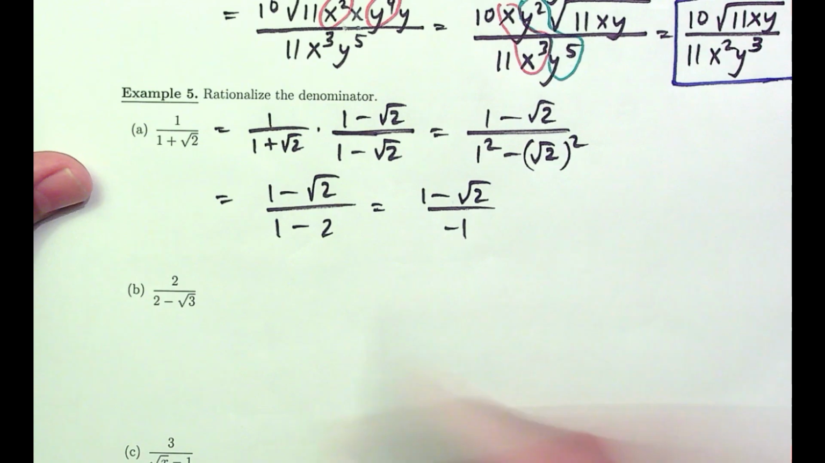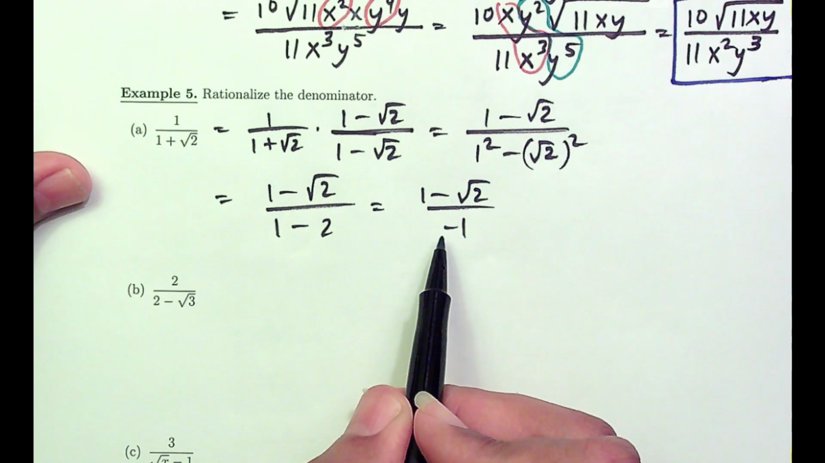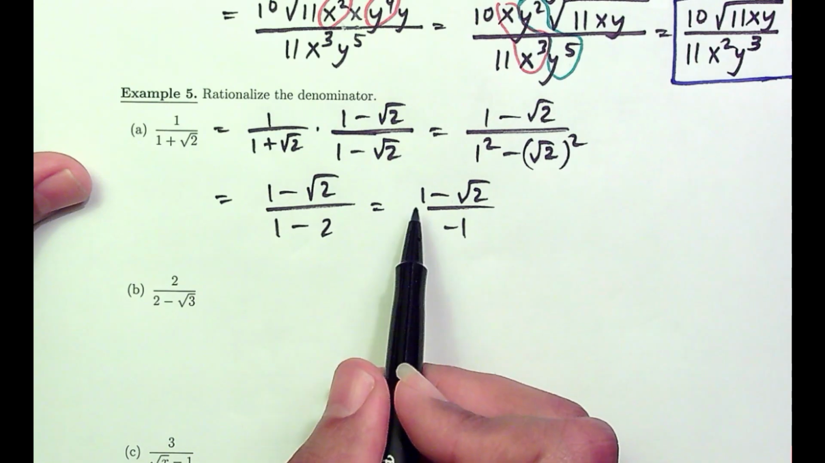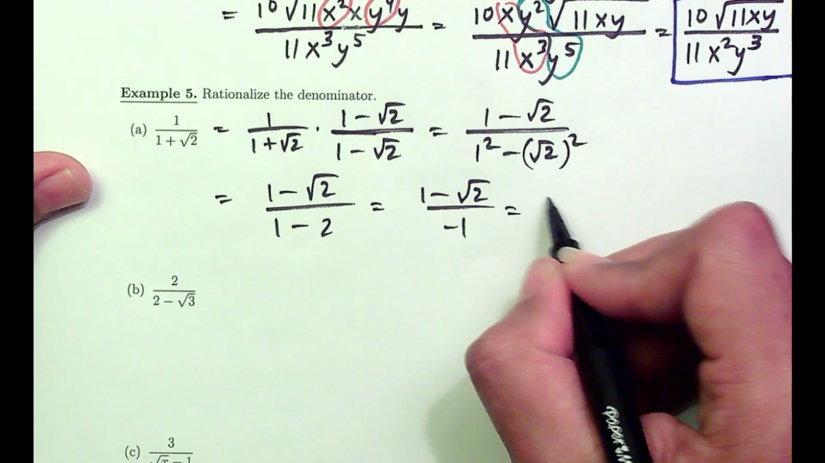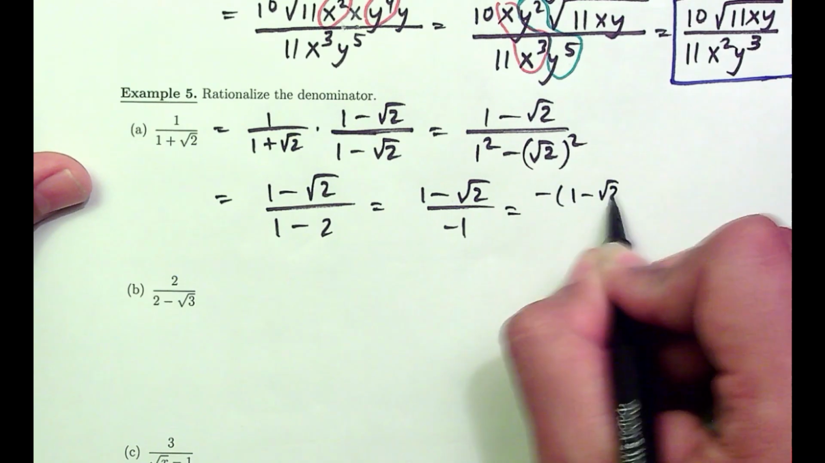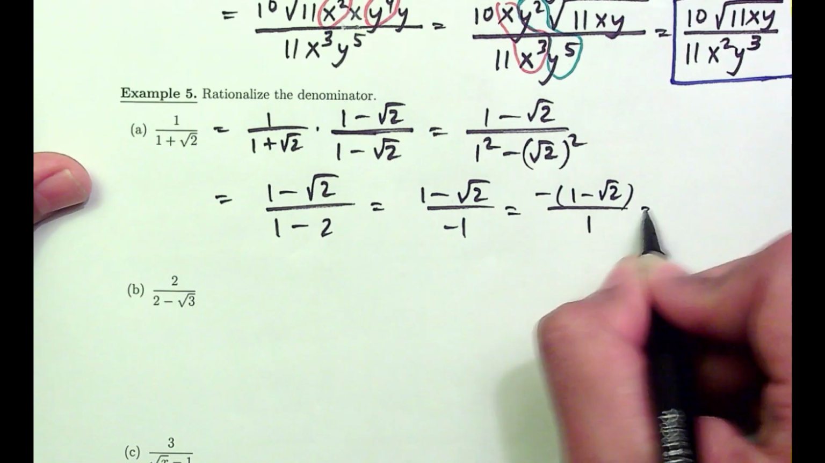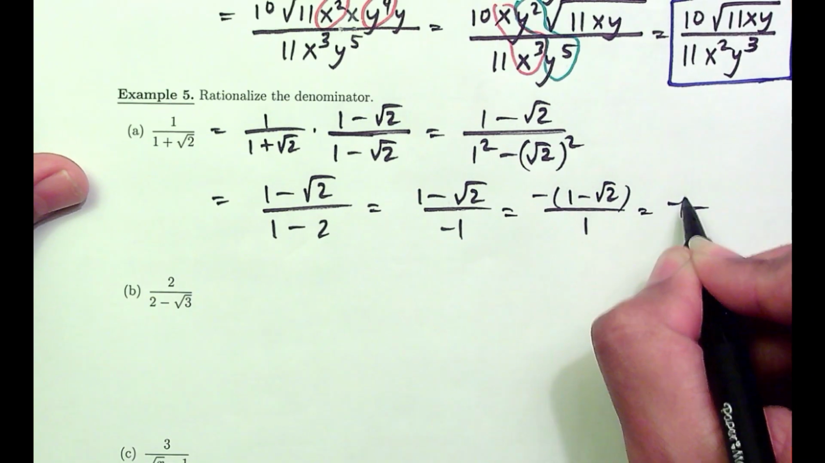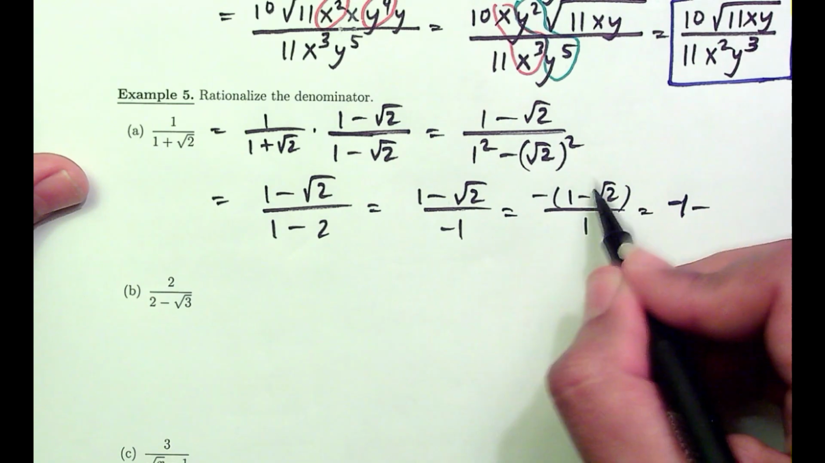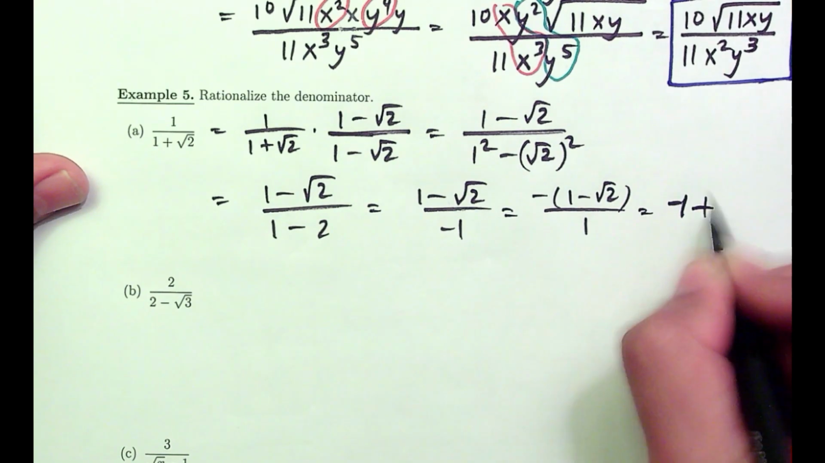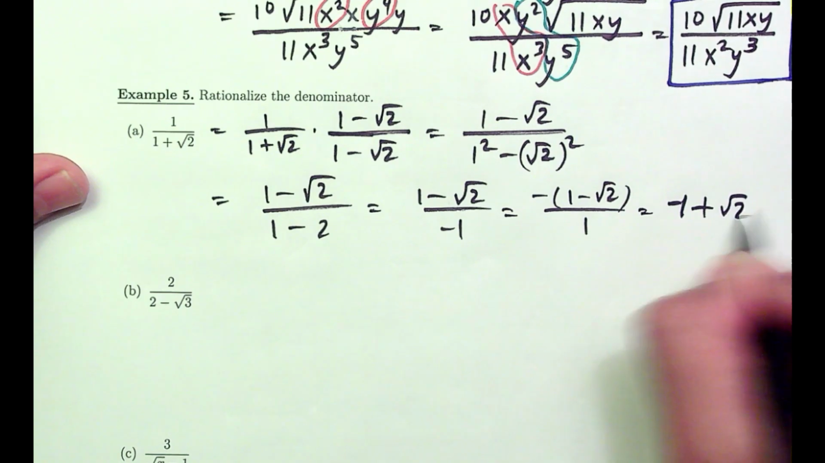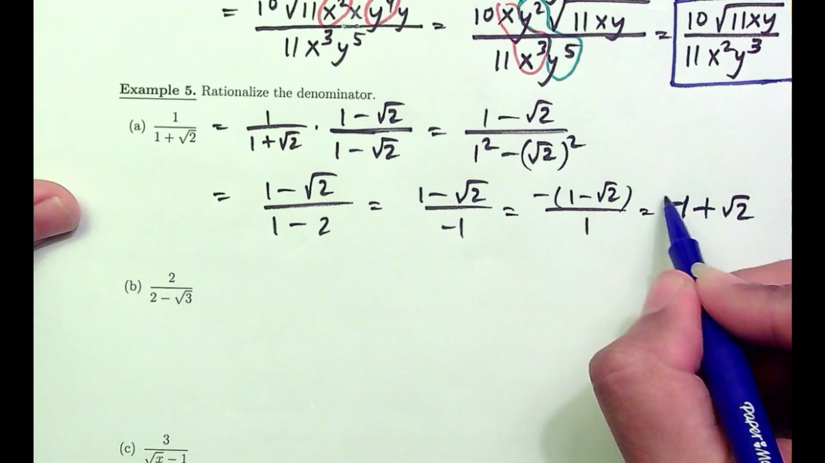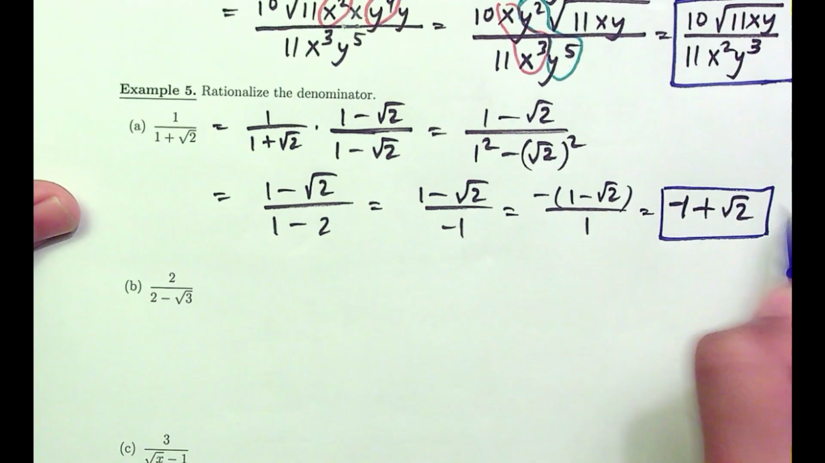And remember what I told you about having negative signs on the bottom. If the bottom is negative, you can move that negative to the middle or to the top. I'm going to move it to the top. Dividing by 1 doesn't do anything, and you can distribute this minus. So this is negative 1. Distribute the minus: negative 1, and then plus. Two minuses give you a positive. So negative 1 plus square root of 2. Okay, that is the idea.